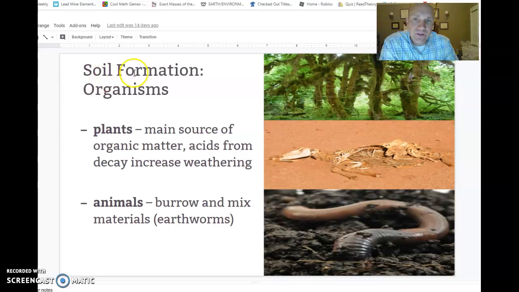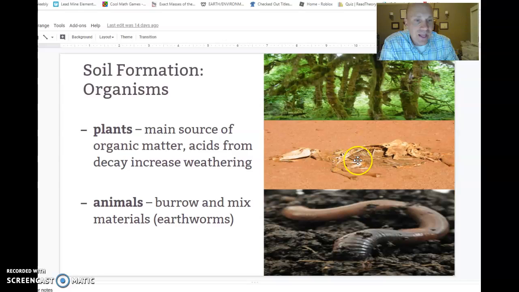Another thing that's going to affect soil formation is organisms. One of the major components of soil is organic material, and the number one source for that organic material is plants. If you're in an area where you have a lot of plants growing, eventually those plants are going to die and become part of the soil, and that's going to affect the composition of that soil.